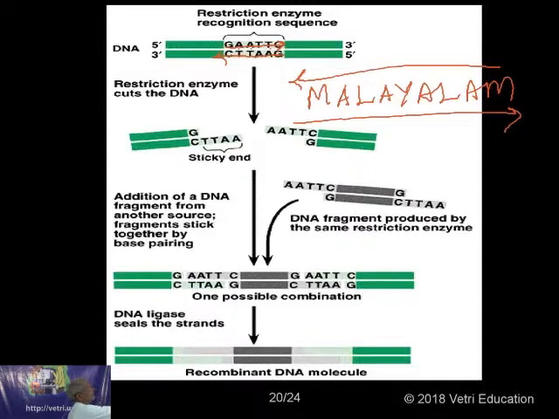This place is read from 5' to 3' and 3' to 5'. In this position, a restriction enzyme cuts the DNA. So G is left here, the other goes here. G is left here and the other comes here. Now this becomes a sticky end.